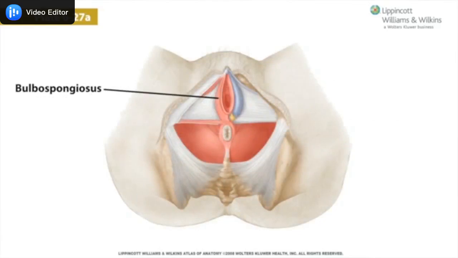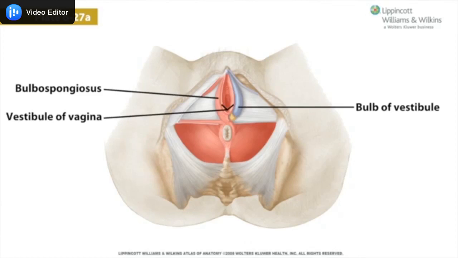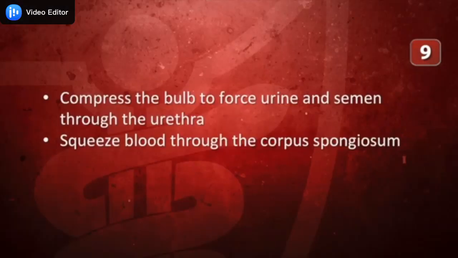The bulbospongiosus muscle covers the corpus spongiosum, erectile tissue that forms the bulb of the penis and, in the female, the bilateral bulbs of the vestibule or vestibular bulbs. Here, the term vestibule refers to the vestibule of the vagina, which is the area between the labia majora anterior to the vaginal orifice. In the male, the bulbospongiosus muscle has two functions. One is to compress the bulb to force urine and semen through the urethra, which runs through the bulb. The other is to squeeze blood through the corpus spongiosum, which not only composes the bulb of the penis, but also contributes to the shaft and composes the glans, to assist in erection.